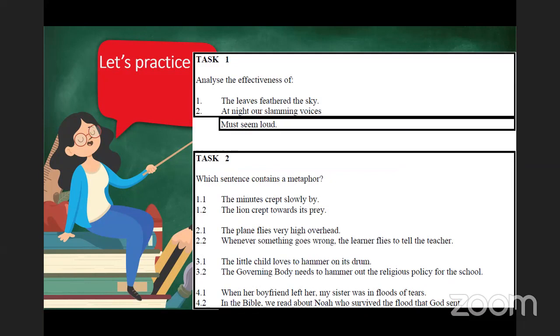In the first one, the leaves feathered the sky. So this is a metaphor, right? In the metaphor, the leaves are described as feathers. So the writer appeals to our senses of sight, touch, and hearing here. We see the shape of the leaves, pointed as feathers and having veins. We imagine the soft, fluttery touch of the leaves. We hear the soft sighing of the leaves.